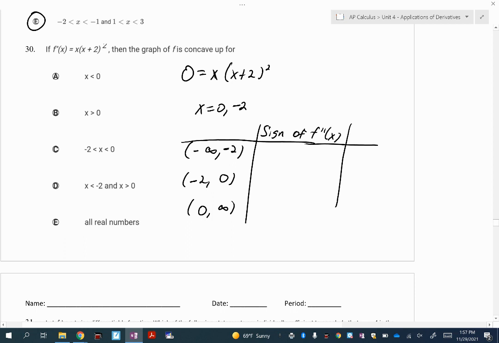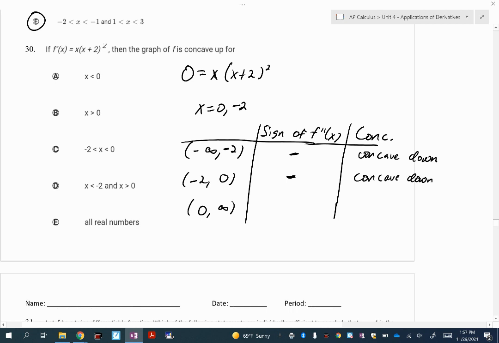So I'm going to plug in -3. -3 by itself out front is a negative. -3 plus 2 is a -1, squared is a positive. That's going to be negative. So my conclusion is concave down. If I plug in -1, same thing happens. A -1 outside, and then -1 plus 2 is going to be squared. So a positive times a negative is a negative, so still concave down.